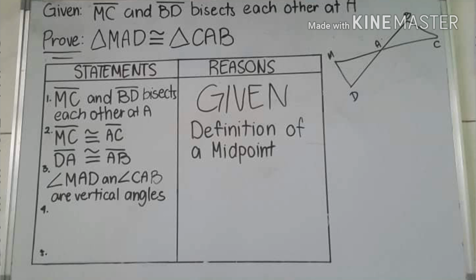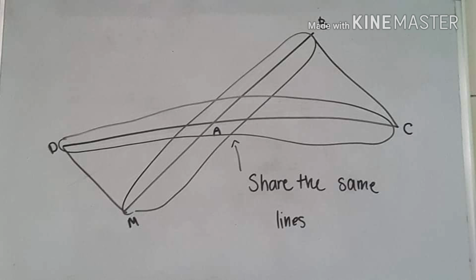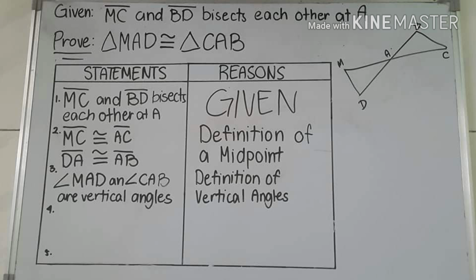The third statement is angle MAD and angle CAB are vertical angles. The reason is definition of vertical angles. If we look at the problem, we can see that both triangles MAD and CAB share the same lines, since the lines MC and BD are intersecting lines. So we conclude that the angles MAD and CAB are vertical angles.